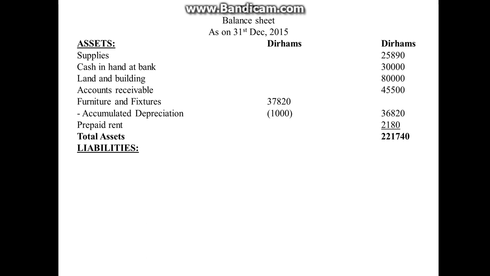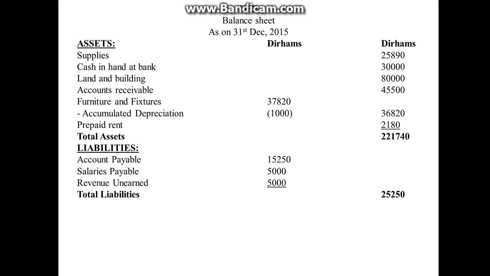After this you will write liabilities. Liabilities are anything which is payable. Accounts payable are those people to whom you have to pay the money. Accounts receivable are those from whom you have to receive, so they are your assets. Accounts payable are those to whom you have to pay the money, so they are your liabilities. Salaries payable, again you have to pay them, so it's your liability. And then unearned revenue. Unearned revenue means that you have to do the work. You have got the money but you have not done the work, so this is also your liability. When you add them, the total liabilities become 25,250 in this question.